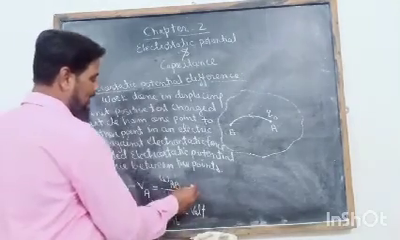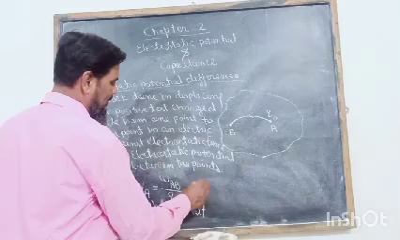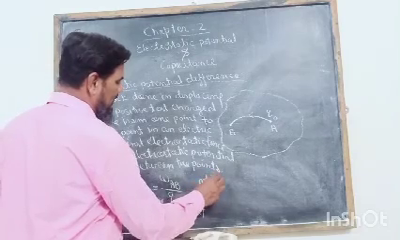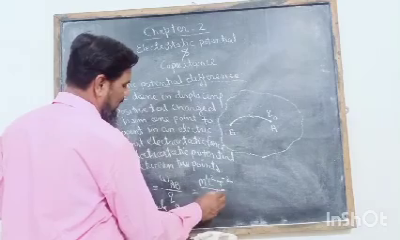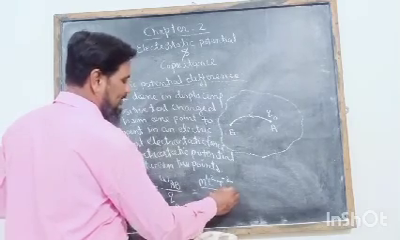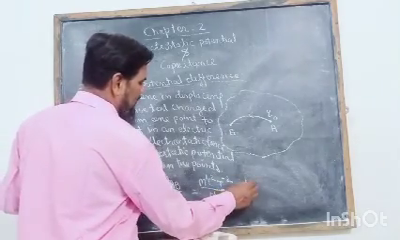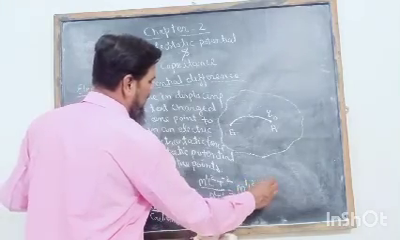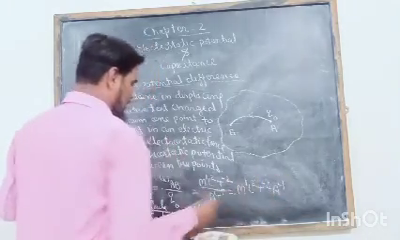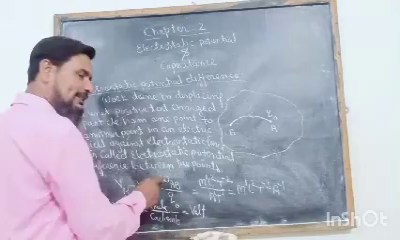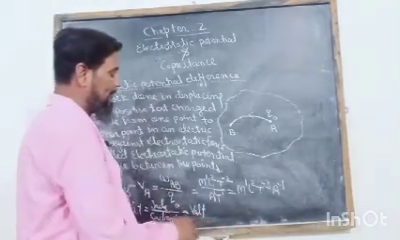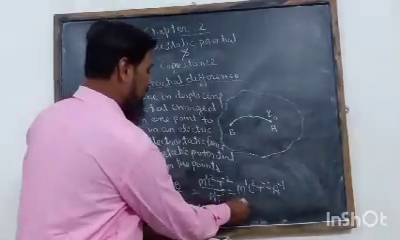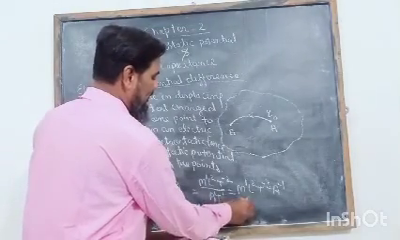About the dimensional equation, we know that the dimensional equation of work done is M^1 L^2 T^-2 upon the dimensional equation of charge, which is A^1 T^1. So it will be M^1 L^2 T^-3 A^-1, work upon charge. Work is a scalar quantity, charge is also a scalar quantity. So it is a scalar quantity.